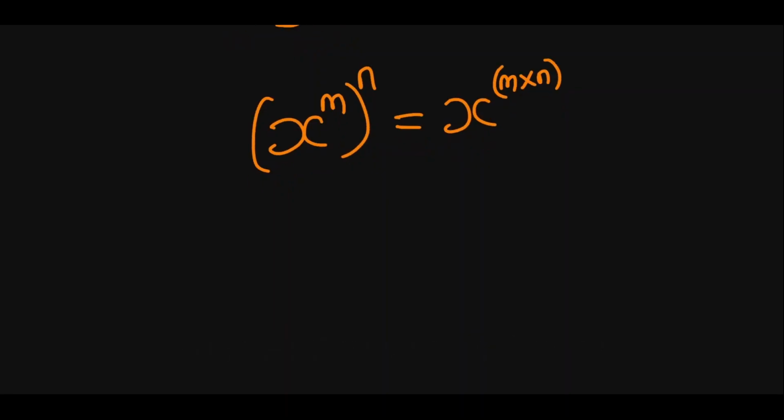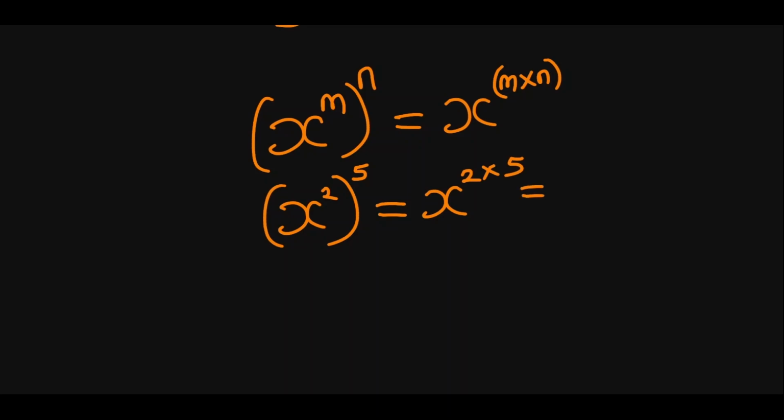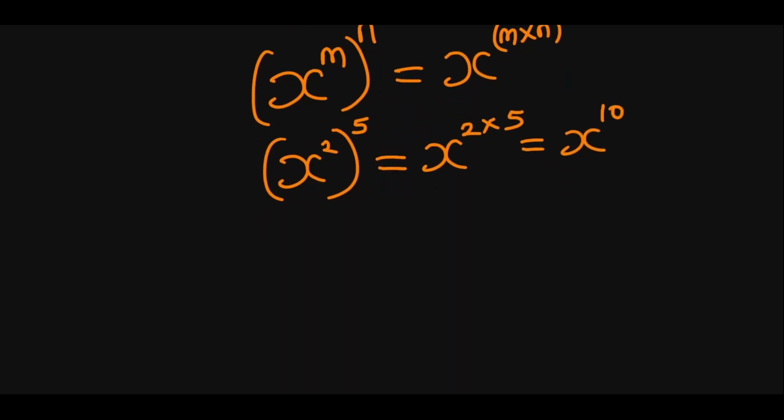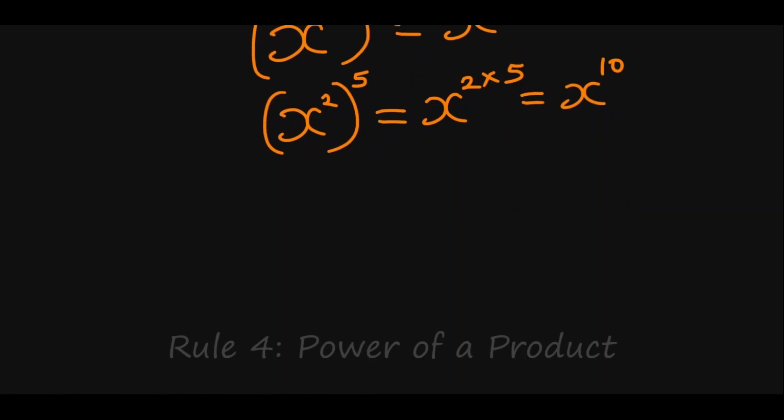So let's take an example of this. If we had x raised to power 2 all raised to power 5, then the answer is simply x raised to power 2 times 5, which is x raised to power 10. This law is very, very easy. We now go to the fourth law, which we call power of a product.